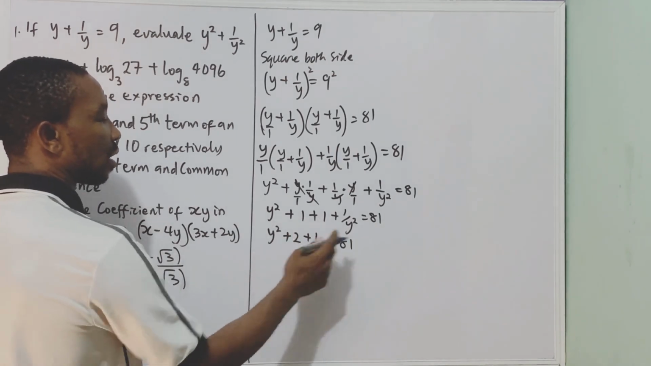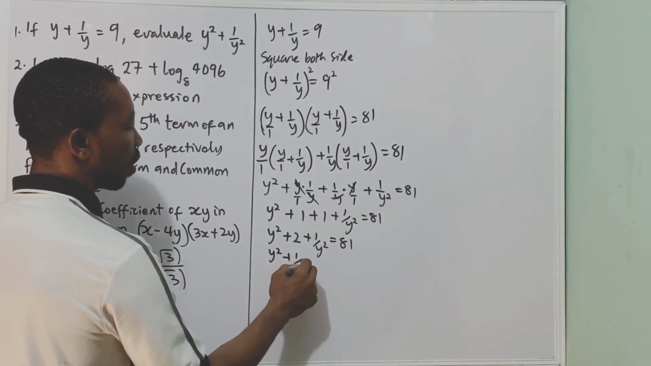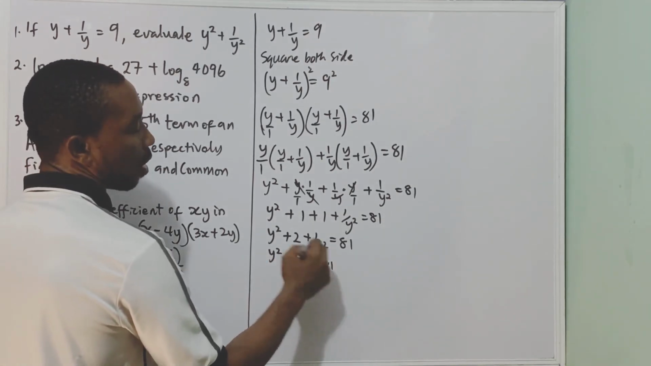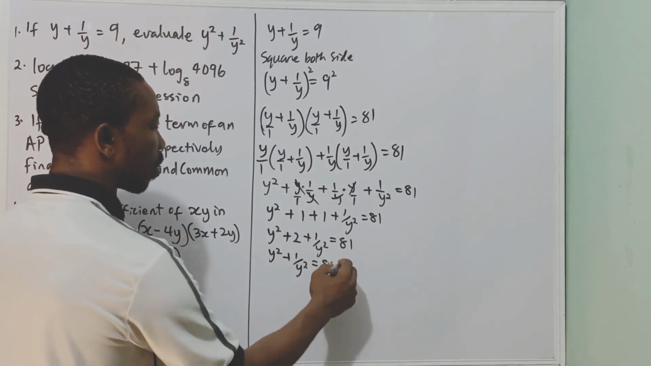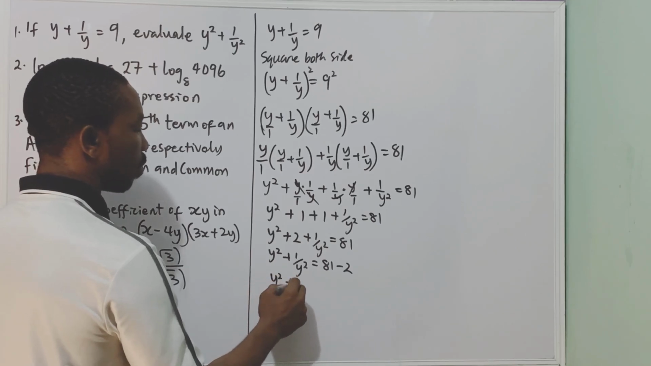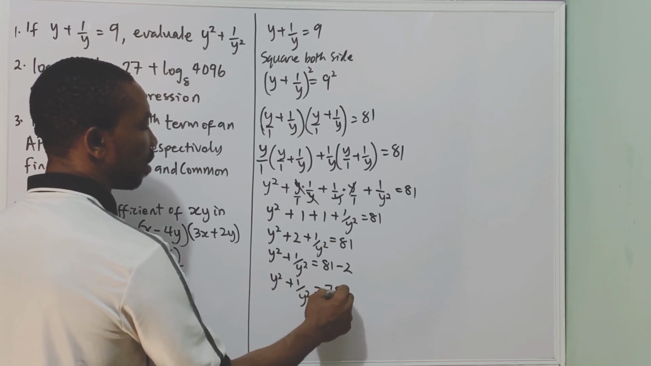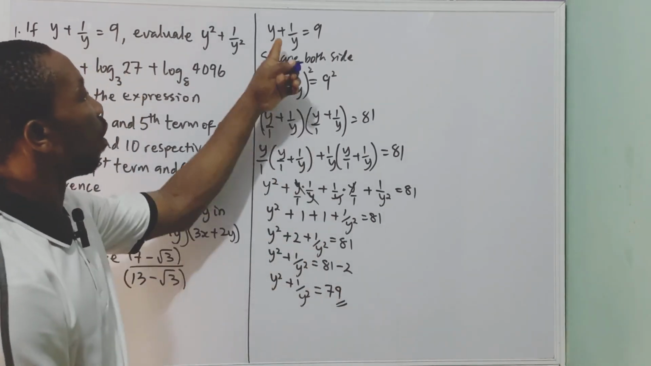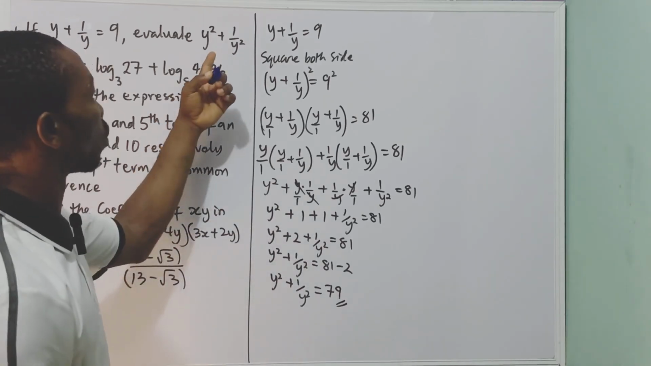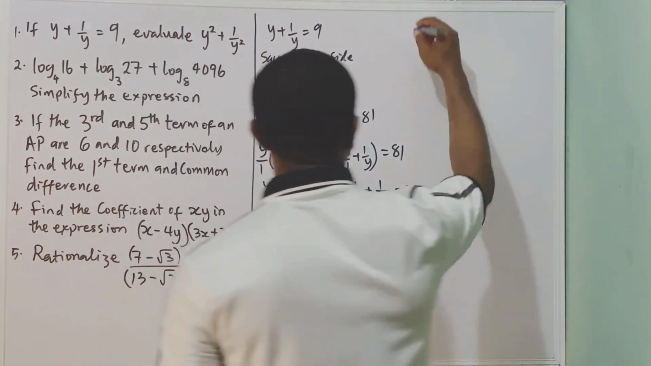Now, collecting like terms, this becomes y squared plus 1 over y squared equals 81, and positive 2 crossing over becomes negative, minus 2. So our y squared plus 1 over y squared will give us 79. So the value of y squared plus 1 over y squared would be 79.